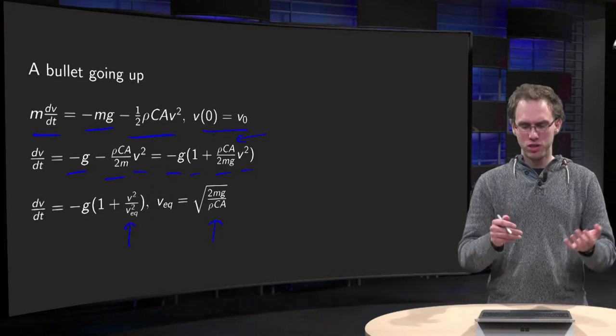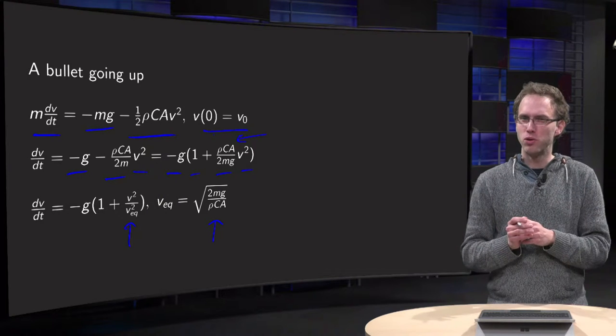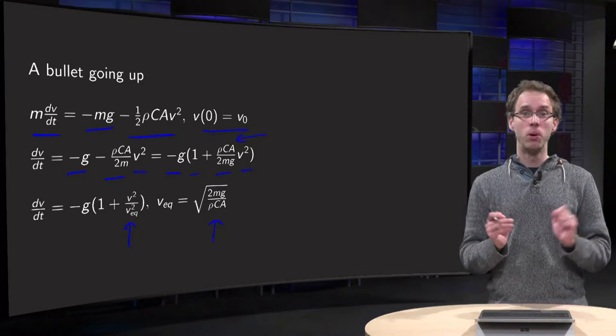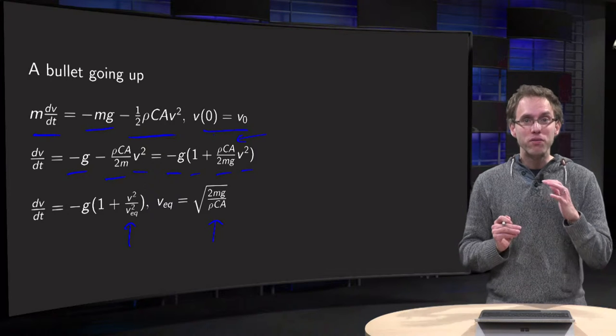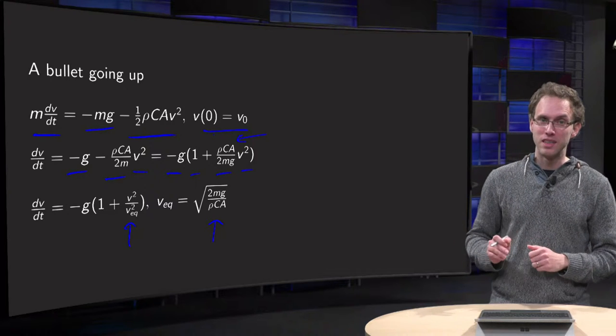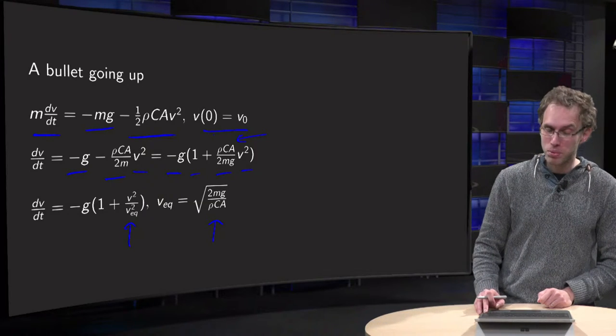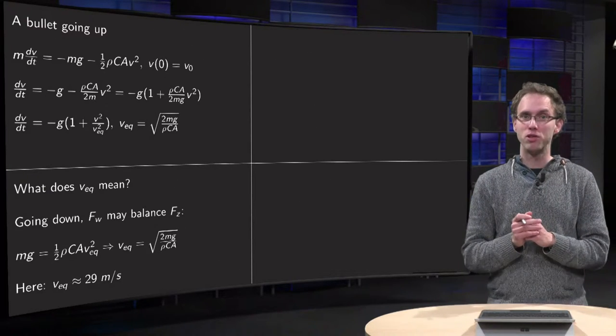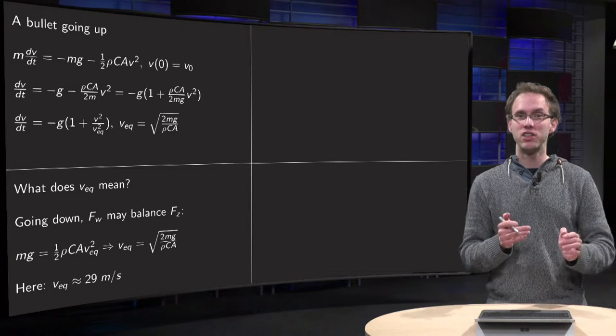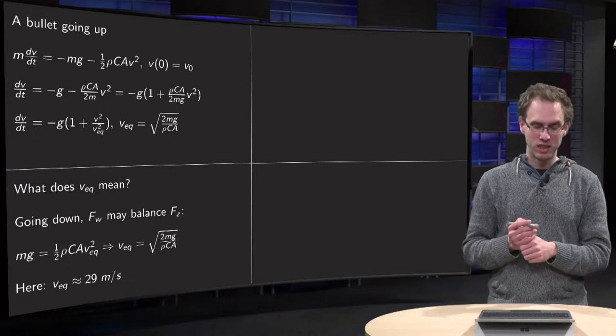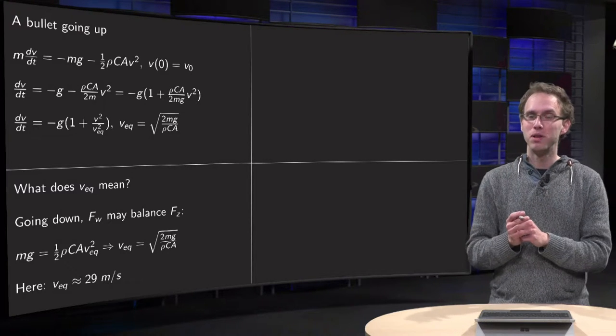Why like this? Why don't we call this just this constant rho CA over 2 mg? You could call it K as well. Well, that's fine too. But why do we call it V equilibrium like this? Well, because this combination of parameters has a physical interpretation as an equilibrium velocity, not in the upward trajectory, but in the downward trajectory.